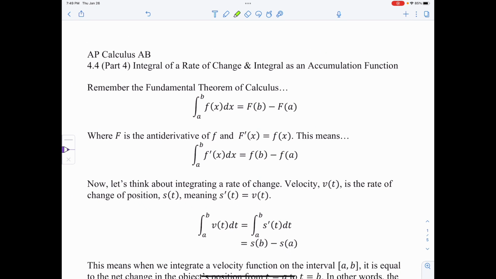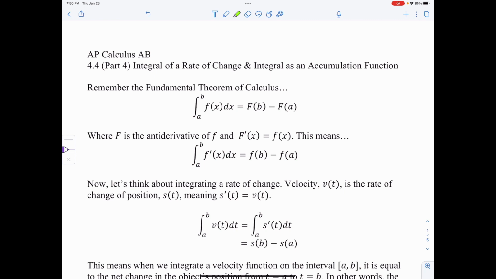A common rate of change, when we're thinking about a physics application, would be movement, an object moving through space. The rate of change of an object's position is known as velocity, and we'll use v of t to represent velocity. It's common to use s, I know I've mentioned this before, but we could use x of t, whatever function name we want to represent the position function, but s of t is common. So that means that s prime of t is equal to v of t.